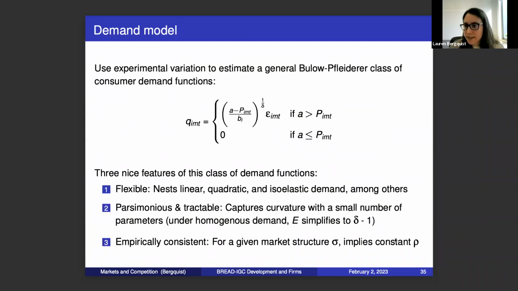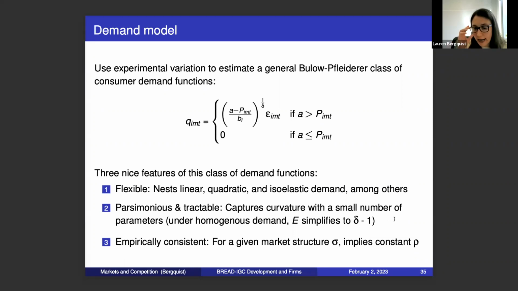We're then going to use this experimental variation in price to estimate a general Bulow-Pfleiderer class of demand functions. Now, this may look a little bit funky or unusual, but I want to highlight a couple of things. The first is that this nests a bunch of demand functions that are probably much more familiar to you: linear, quadratic, isoelastic. The reason we're using this particular class is that its defining feature is that it captures curvature with a very small number of parameters.